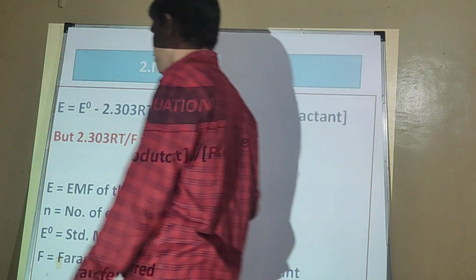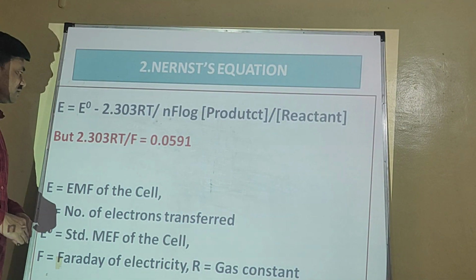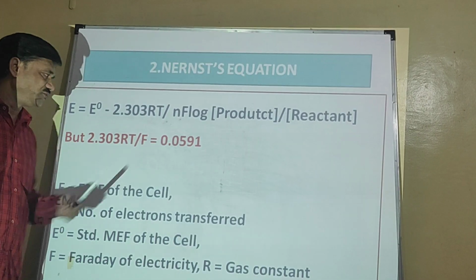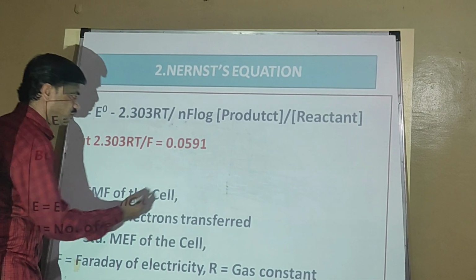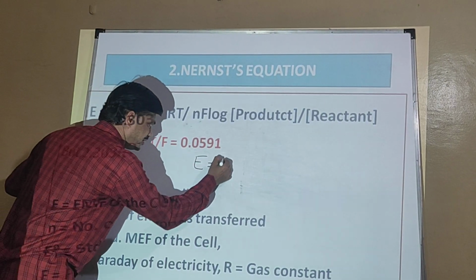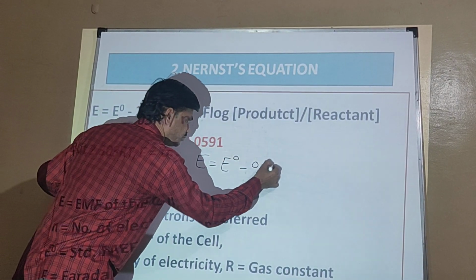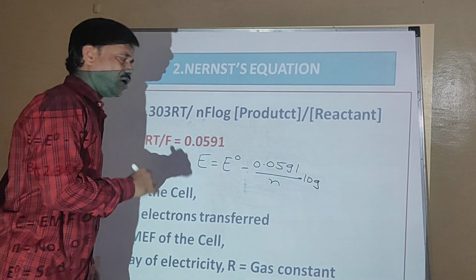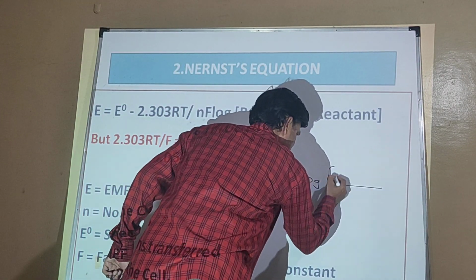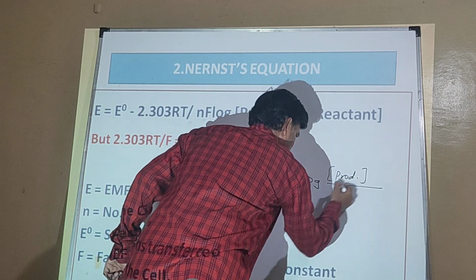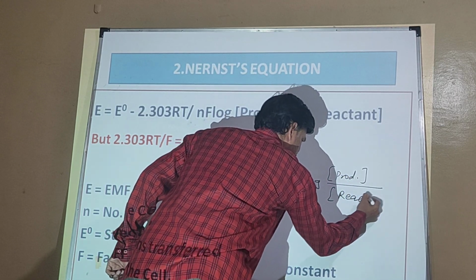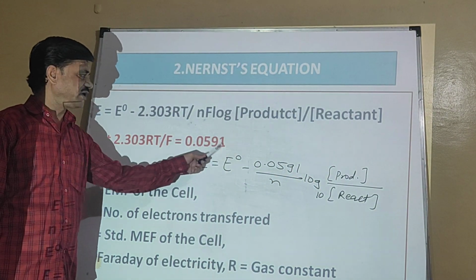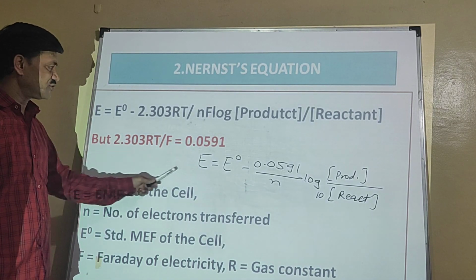So check this ratio for MCQs also. 2.303 RT by F, this ratio equal to 0.0591. So how to modify this original form? What can we write here? Therefore, E equal to E0 minus 0.0591 upon n. And what about this ratio? Log of the concentration of product, that is the oxidized form, divided by the concentration of reactant, to the base 10. So remember, this ratio equal to 0.0591, so we can modify this relation in this way.